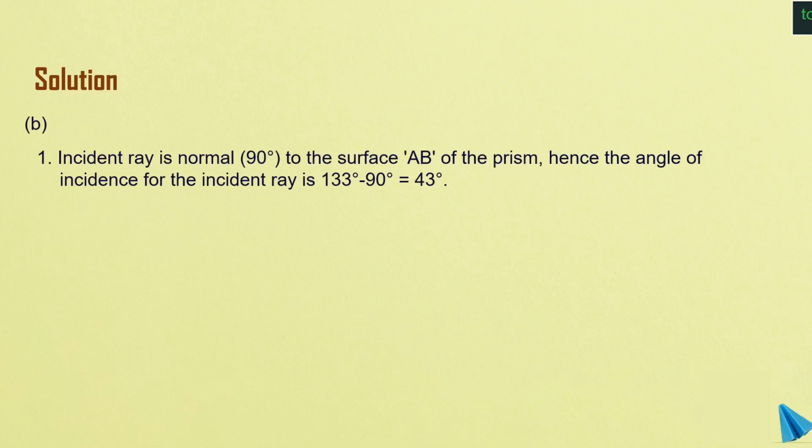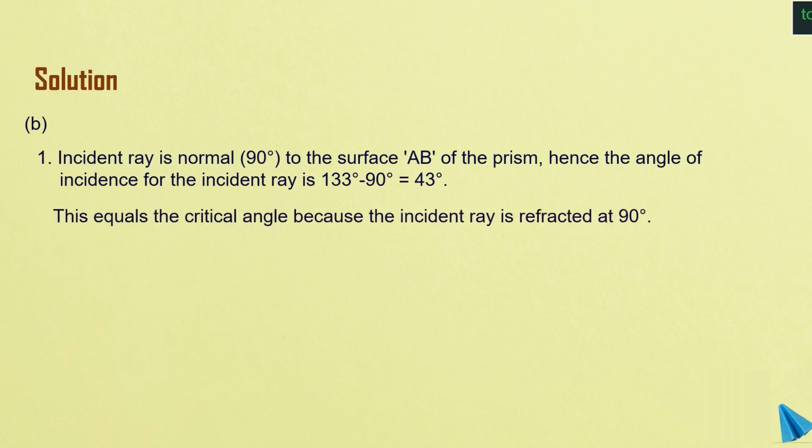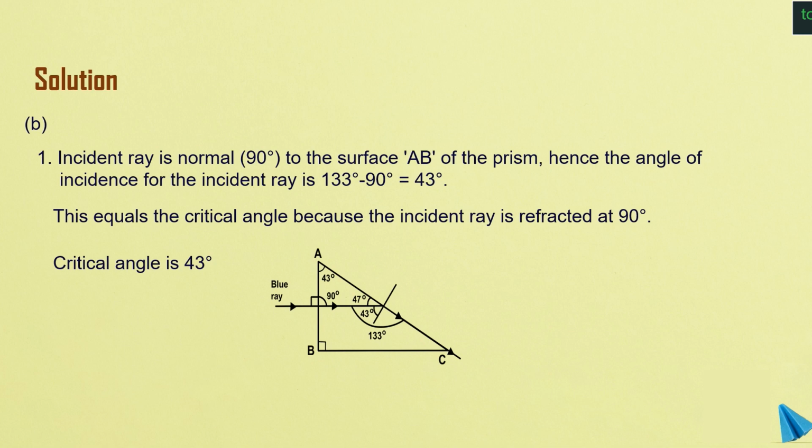For the first part, the incident ray is normal, that is 90 degrees to the surface AB of the prism, hence the angle of incidence for the incident ray is 43 degrees, that is 133 minus 90. This equals the critical angle because the incident ray is reflected at 90 degrees. So the critical angle is 43 degrees.